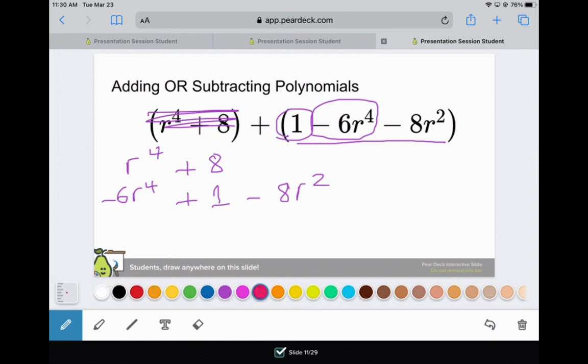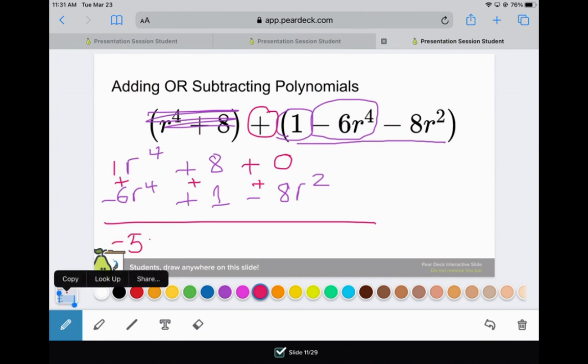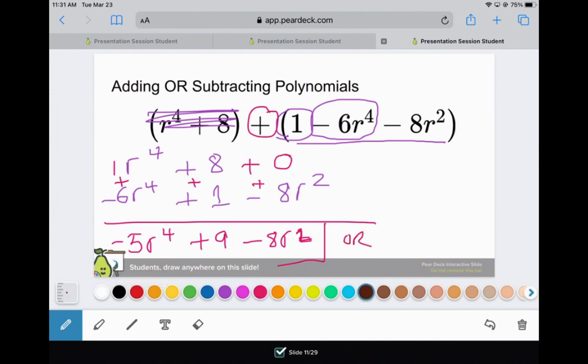I don't have anything for the top. If I don't have it, I'm just going to put a 0, so that way I don't have to worry about it. And now I can just add them because this is addition. So 1 plus negative 6 gives me negative 5r to the 4th. 8 plus 1 gives me 9. 0 plus negative 8 gives me negative 8r squared. So you can leave it like this, or we can rearrange. We can start with the highest exponent, so negative 5r to the 4th minus 8r squared plus 9.